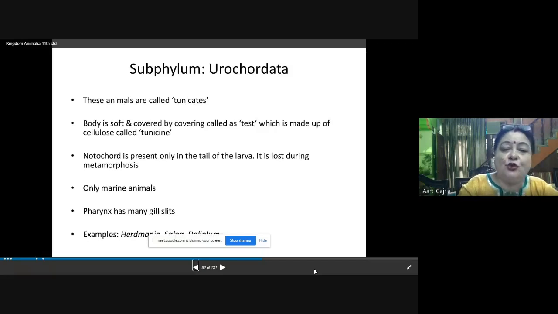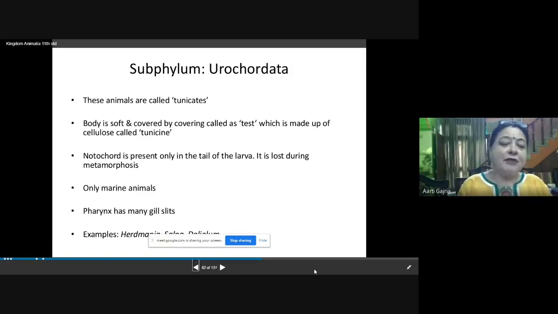Notochord is present only in the tail of the larvae. That means notochord is not present throughout their life cycle. That means the adult does not have the notochord. Only the larval stage has a notochord, and that too only in the portion of the tail. So this notochord is present only in the tail of the larva, and it is lost during metamorphosis.